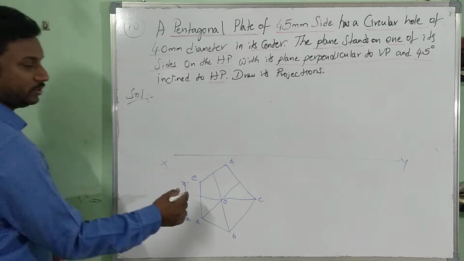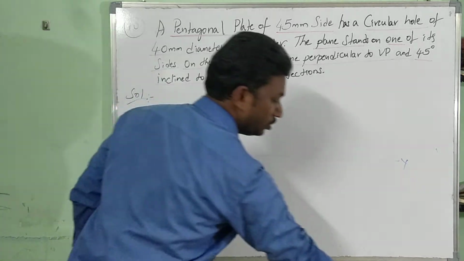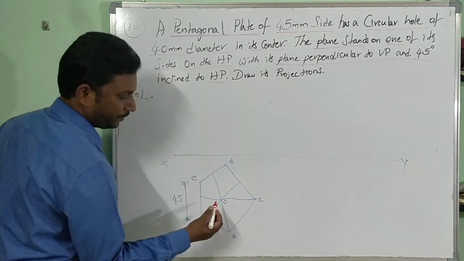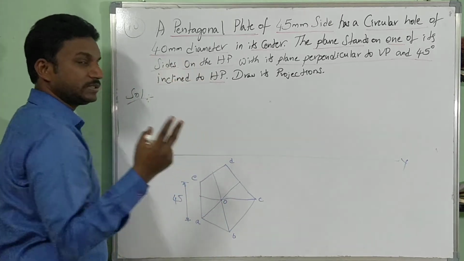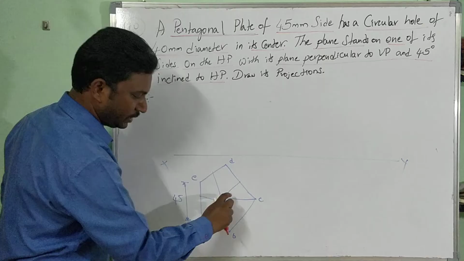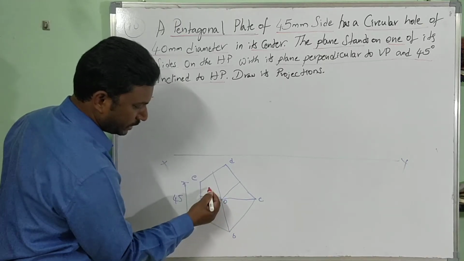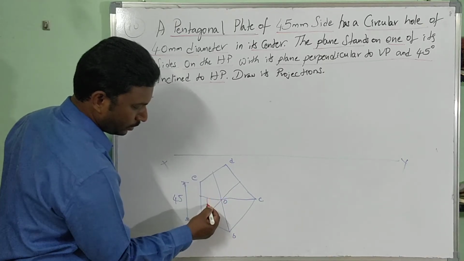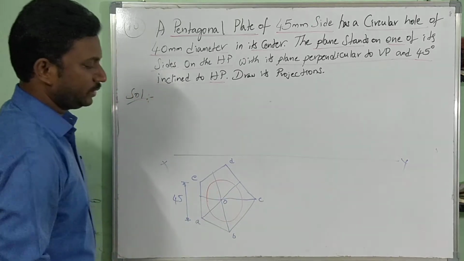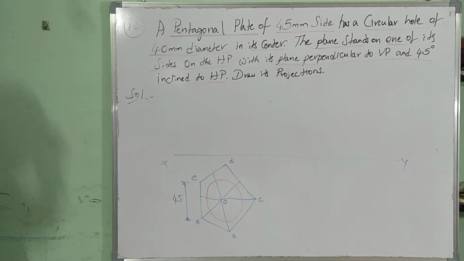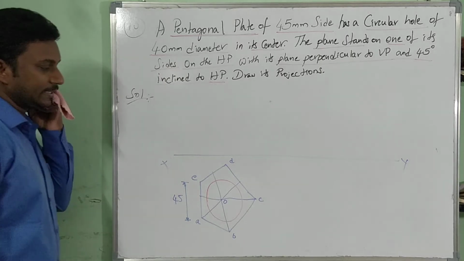Now with respect to this, we are supposed to construct a circle of 40 mm diameter, that is, radius 20. Take your compass with radius 20 and construct the circle inside your pentagon.